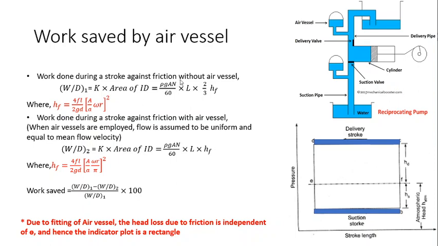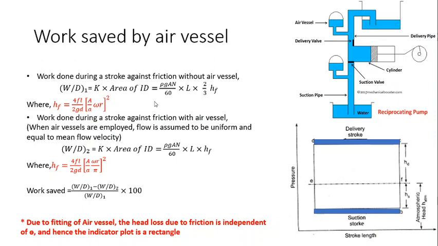Why are we taking only friction? That is important because the velocities in the suction and delivery pipes are uniform. There is no change in acceleration, so the effect of acceleration will be very, very small. The variation will be only in this area and this area, so that we can neglect. That is why we are taking only friction.